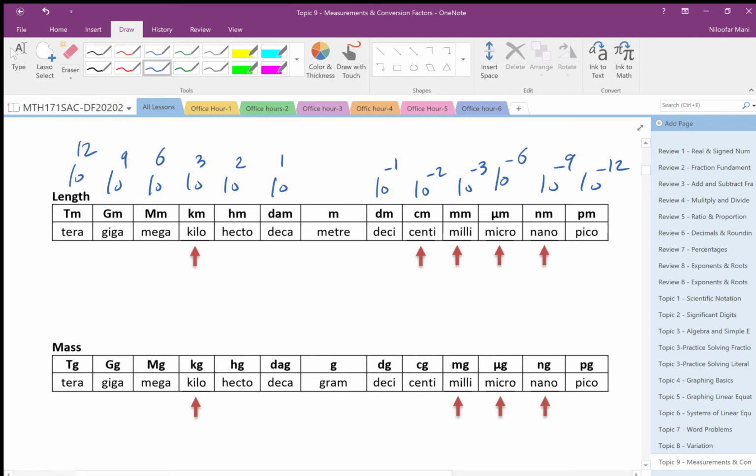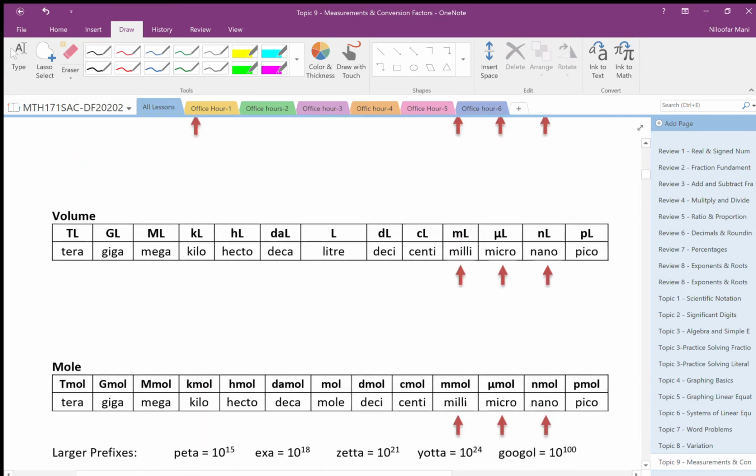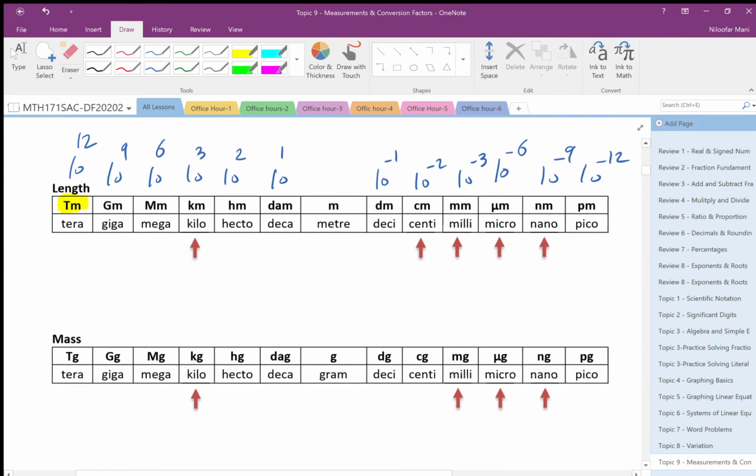So what does each number mean? If you learn this, it's going to be much easier. For example, I'm talking about tera. Terameter: when I talk about length, I say meter. The next one is mass, gram, and the next one is volume, liter. I cannot say just terawatt, so I need to have something beside. That's why I say they are prefixes, because they come beside another letter or another word.